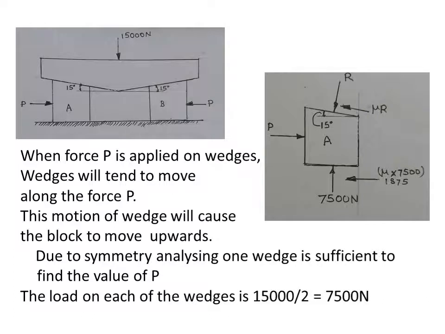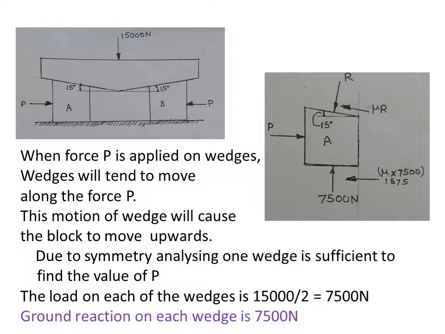The load on each of the wedges is 15,000 divided by 2, equal to 7,500 newtons. The ground reaction on each wedge is 7,500 newtons.